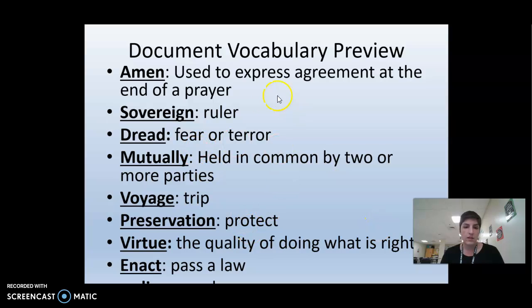All right, this is once again some of the vocabulary. These are some information you may need. And that is the end of the presentation. Make sure you answer all your questions.